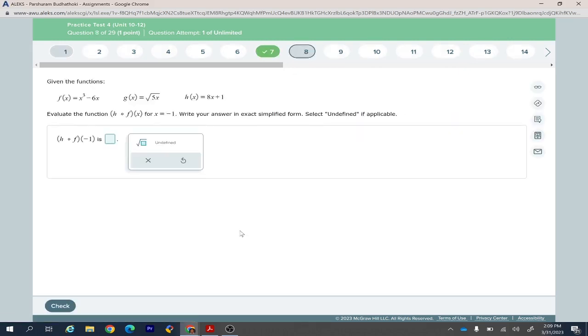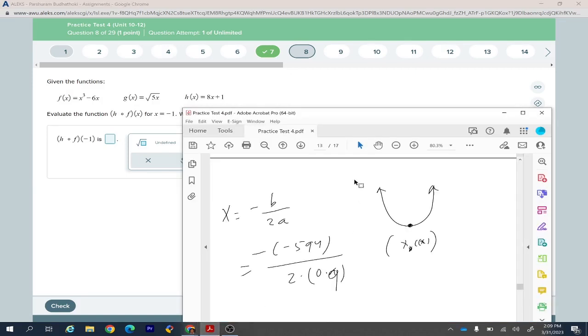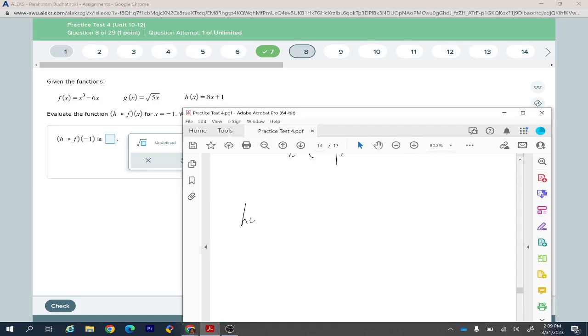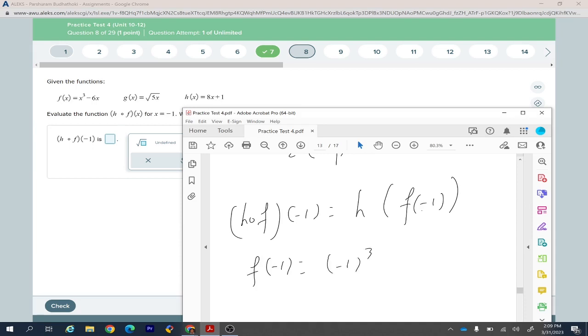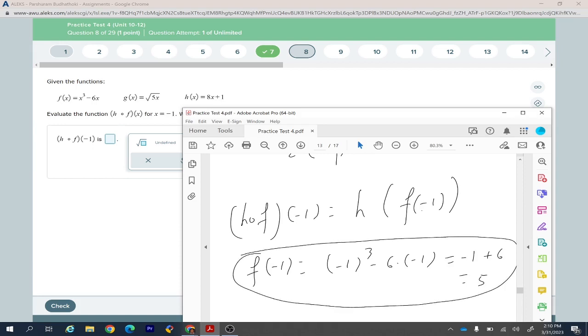Number 8, this is the composition. For finding this composition, first of all, you have to know h composite f at -1 means h at f when x is -1. So first of all, find the value of f at -1 by using this function. Just replace x by -1 and then do the simplification. That will be -6, which is eventually 5. Sorry, it's not negative, it's +5.